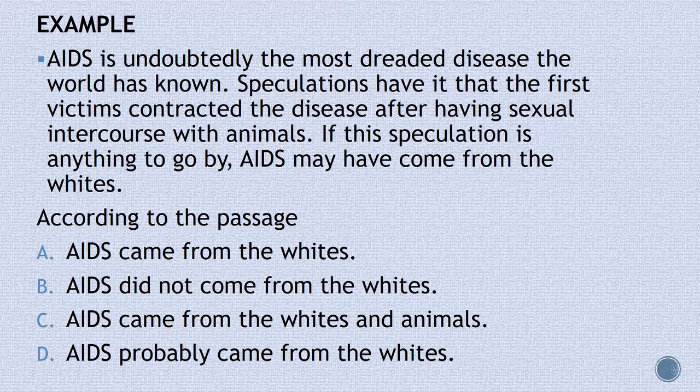AIDS is undoubtedly the most dreaded disease the world has known. Speculations have it that the first victims contracted the disease after having sexual intercourse with animals. If this speculation is anything to go by, it may have come from the white. Look at the pointer here: it may have come from the white.